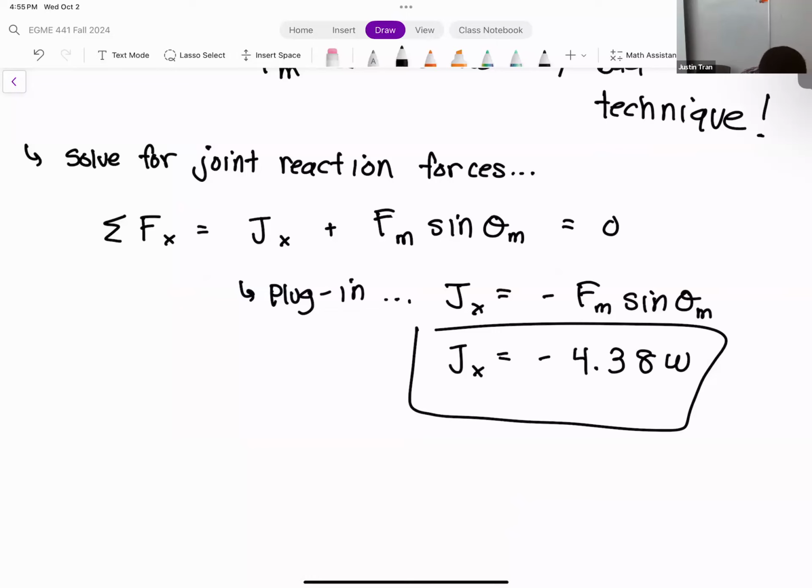All right, and let's do the same thing in the y direction. We're going to sum the forces in the y direction. Okay, and so if we do that, we have a few more forces here. So we have Jy plus Fm cosine theta m. We have the weight of the lower extremity, W low.